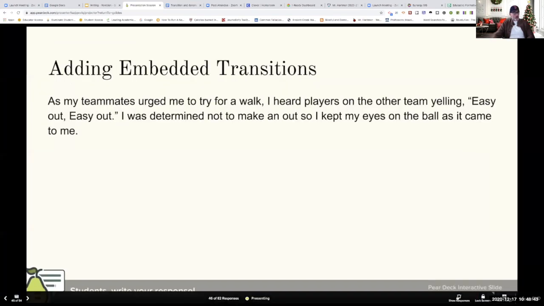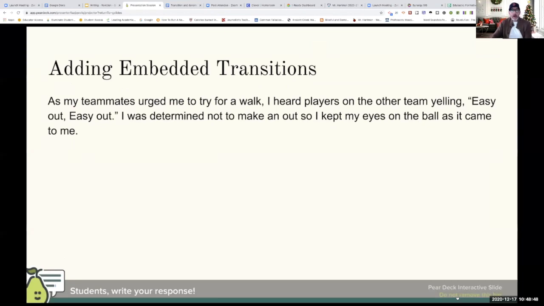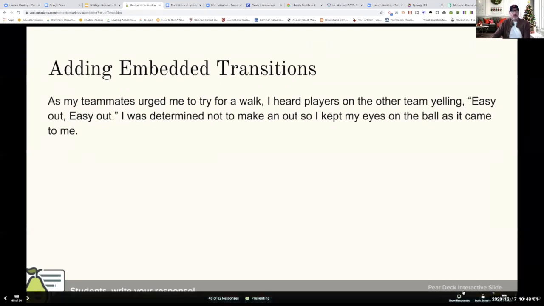Here, we're looking for "as my teammates urged me to try for a walk." So "as my teammates" would be the first one, the transitional phrase. And then "so" would be the transition word. If you're paying attention and looking for patterns, you'll notice that we've seen "so" as a transition word several times.